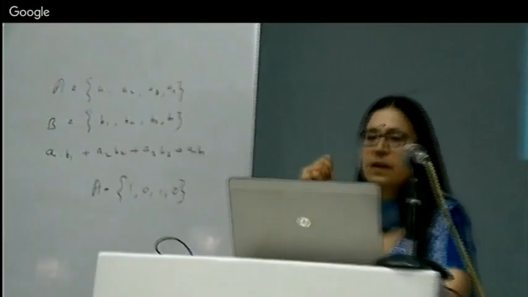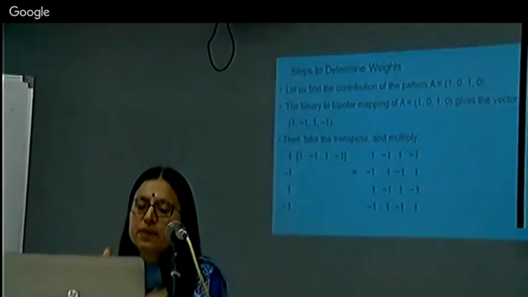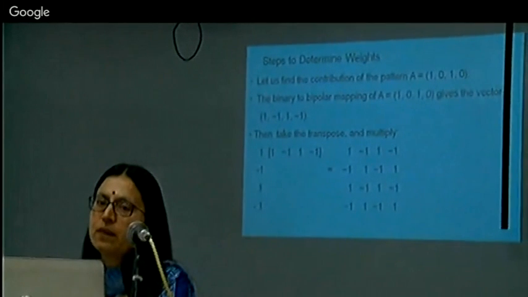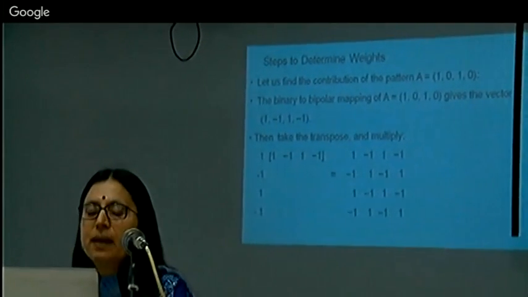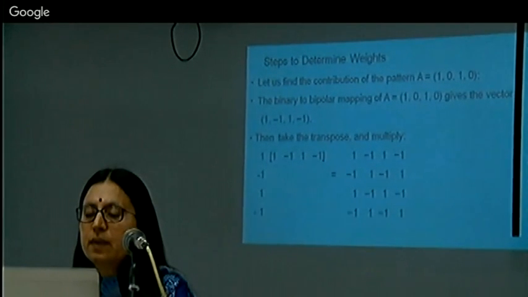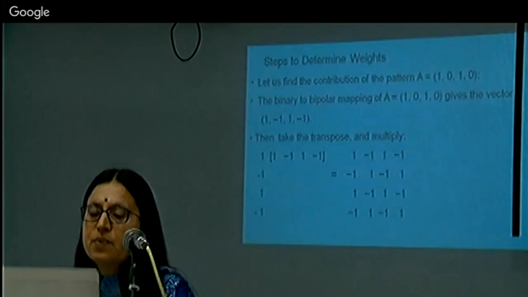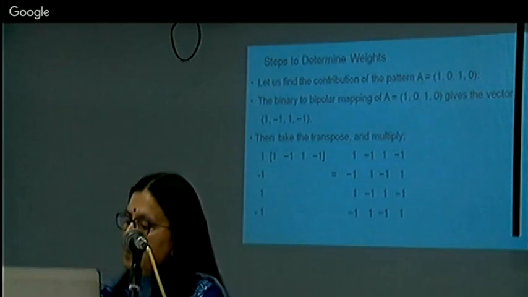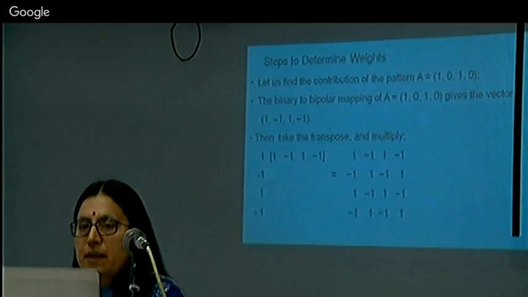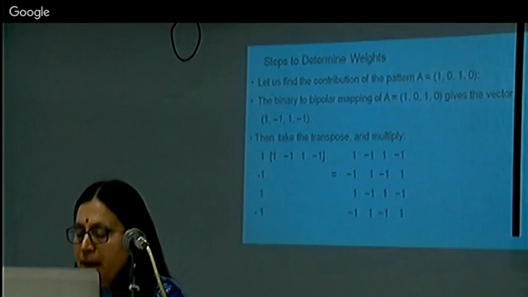And finally we get the fourth column by multiplying this column vector with the fourth element of the row vector, which is -1. So once we multiply -1 with this column vector, we are going to get the fourth column, which will be -1 1 -1 1. So this is the contribution to the weight matrix of the first input pattern.